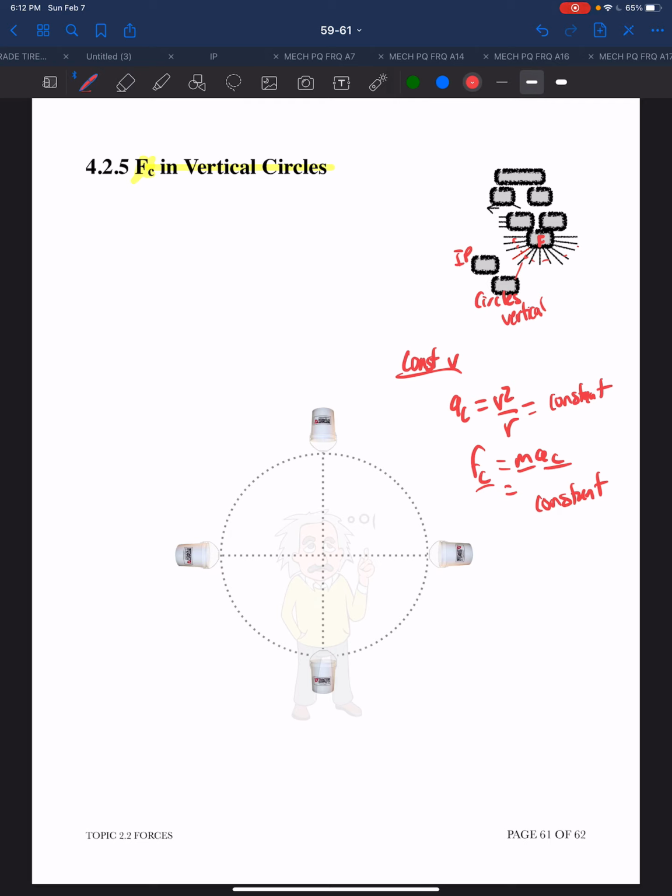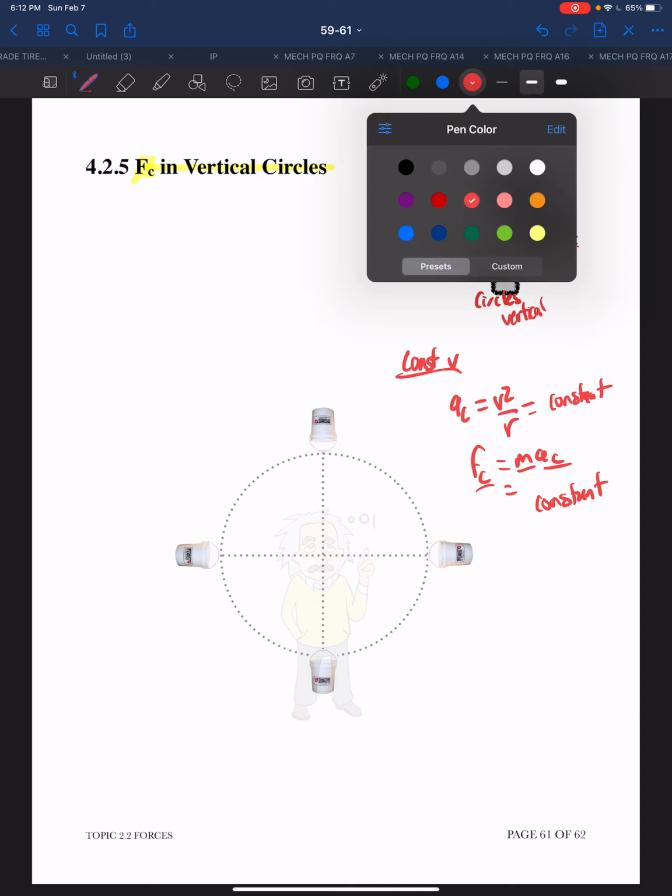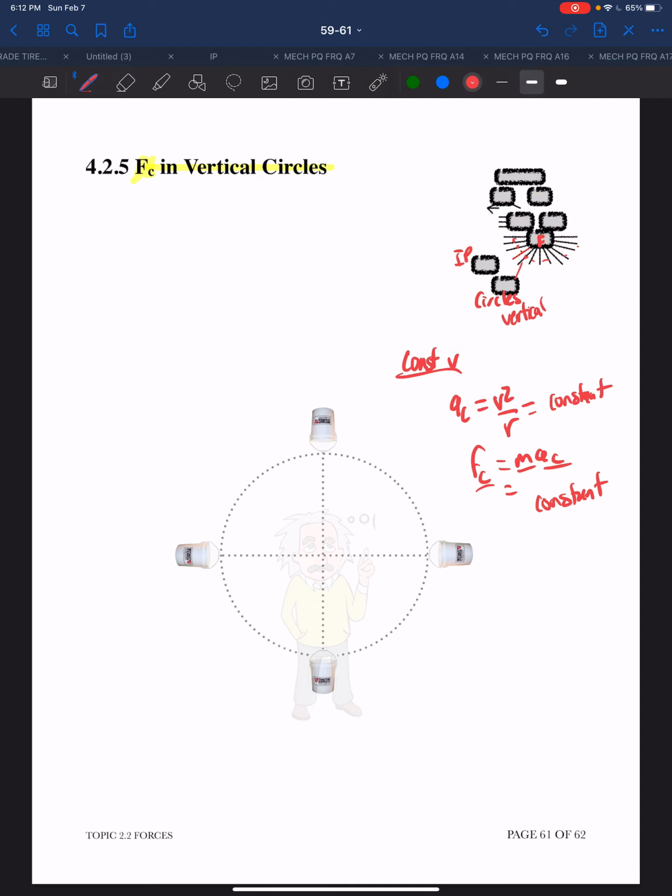So the first thing I want to put in place is that we are going to have a centripetal force that's constant throughout. I will make that centripetal force red, the same color red we have there. Let's say that constant centripetal force is 25 newtons. So there's our centripetal forces. They are 25 newtons.